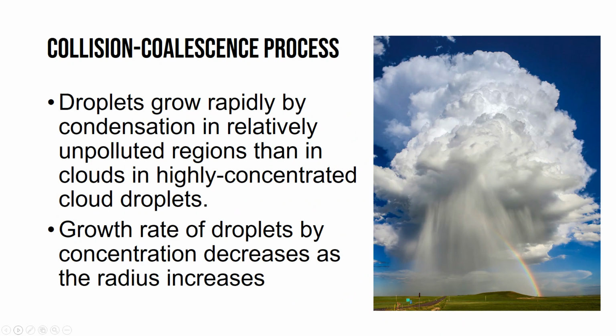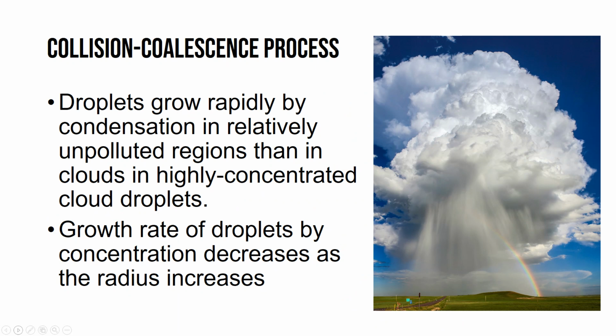Droplets can grow rapidly by condensation in relatively unpolluted regions than in clouds with highly concentrated cloud droplets. The growth rate of droplets by condensation decreases as the radius increases. Moving on to the point above, droplets can grow rapidly by condensation in relatively unpolluted regions than in clouds with highly concentrated droplets. With more CCNs, or cloud condensation nuclei, or pollutants, the water vapor can cling onto them to make a larger droplet.